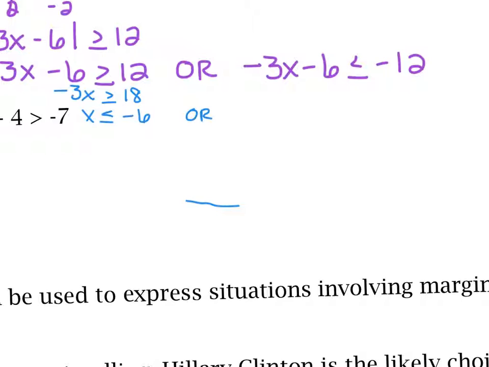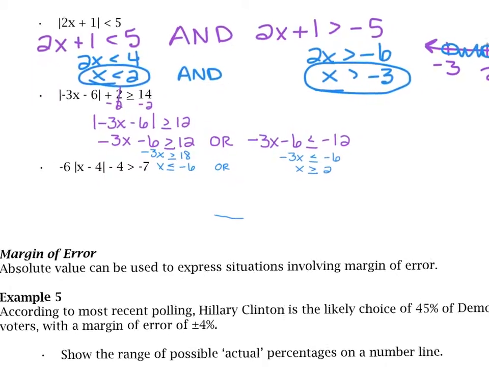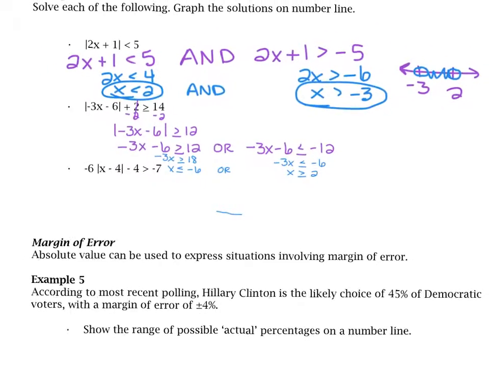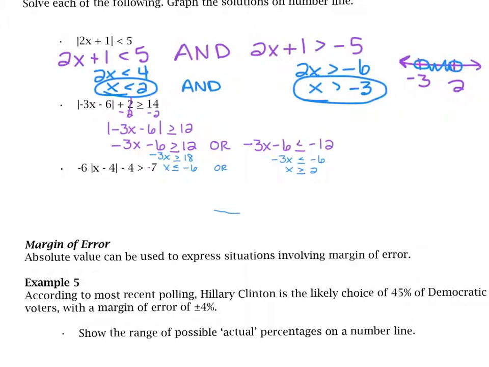When I come over here and solve this one, I'm going to add 6 to both sides. So I get negative 3x is less than or equal to negative 6. Divide by negative 3, and again, when I divide by a negative, my inequality flips, so I would get x is greater than or equal to positive 2. So less than or equal to negative 6 or greater than or equal to 2. And again, that comes from our old rules on inequalities that said that when I multiply or divide by a negative, my inequality flips directions.